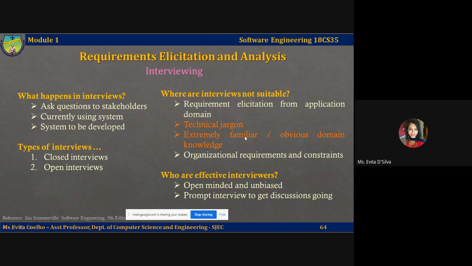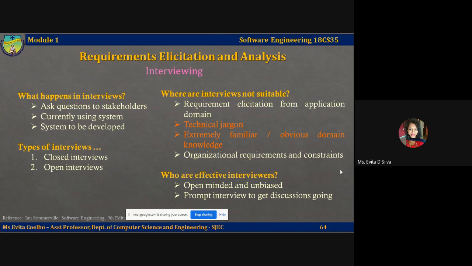Interviews are not an effective technique for eliciting knowledge about organizational requirements and constraints. This is because there are subtle power relationships between different people in the organization. There is a hierarchy of power. Most people are generally reluctant to discuss political and organizational issues that may influence and directly affect requirements.